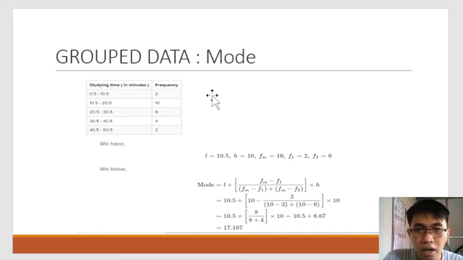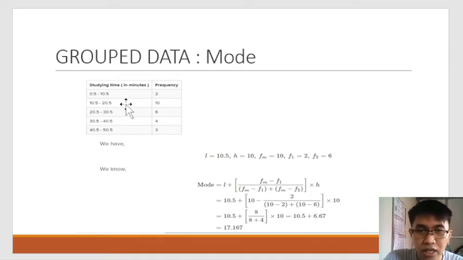Okay. Under the rule, 'di ba po kapag mode, this is the data that occurs most often in the data set. So in this case po, makikita natin na sa frequency pa lang ay pinakamataas na po yung studying time na 10.5 to 20.5. So ibig sabihin, ito po yung ating modal class. So kung modal class po tinatanong, ito na agad yung sagot, the 10.5 to 20.5.